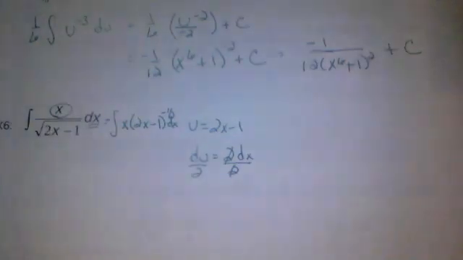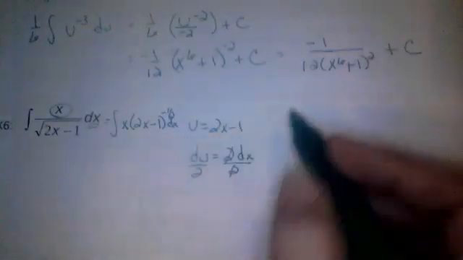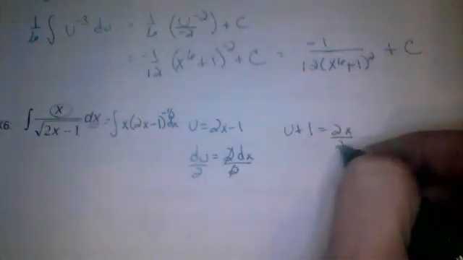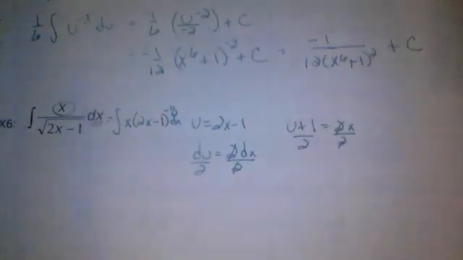But this is one of those where I have an extra variable. Remember, you can't pull out an extra variable. You have to solve for that variable. And so we're going to use our equation here and solve for x. So we're going to have u plus 1 equals 2x. Divide by 2. x is going to be u plus 1 over 2.